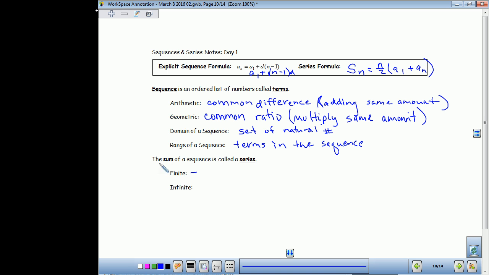Okay. Now, with a sum, which is what we're adding this year, the sum is the new part. A sum of a sequence is called a series. And we have two types of series. We have finite. I'll give you a very fancy math definition: that means it ends. A finite sequence. And then we have an infinite. Can you guys give me a very fancy adjective? Goes on forever. It does not end. That's right.